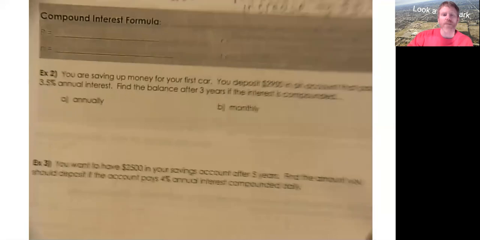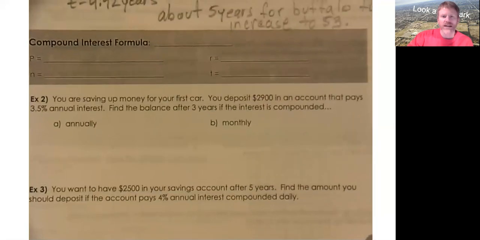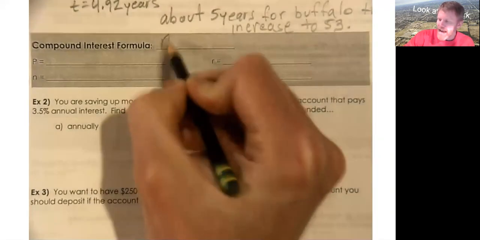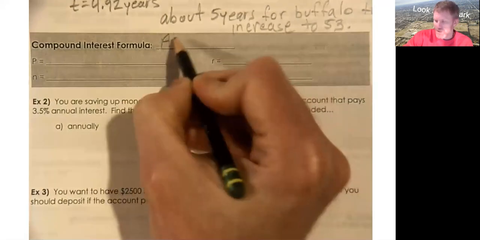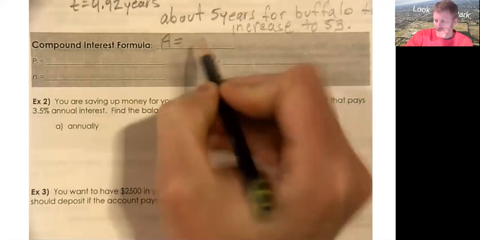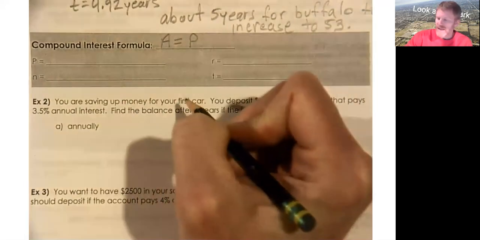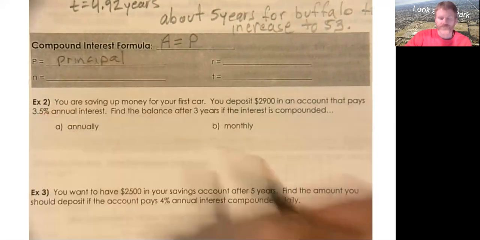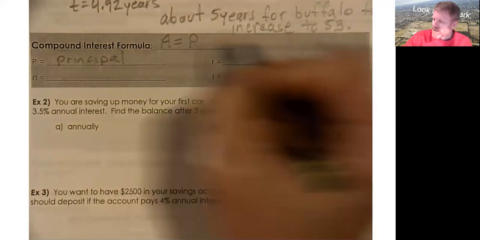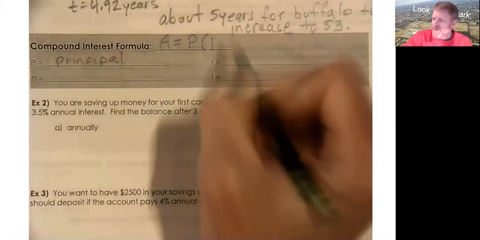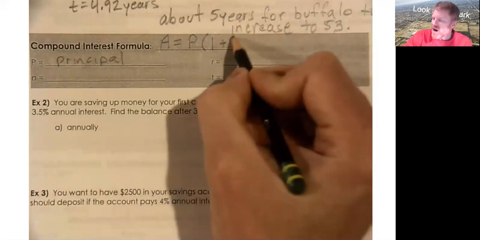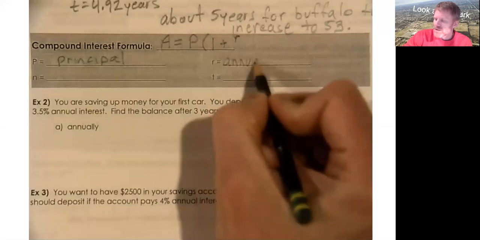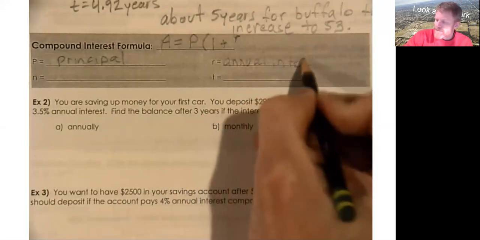Now we're going to talk about compound interest. Compound interest is related to money. We have A that you could say stands for an account. Your account has this much money in it. P stands for principal. We have 100% of our money, plus we're going to have R, which is the annual interest rate.